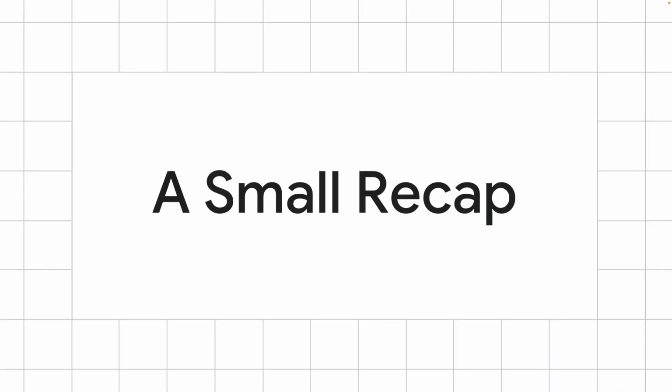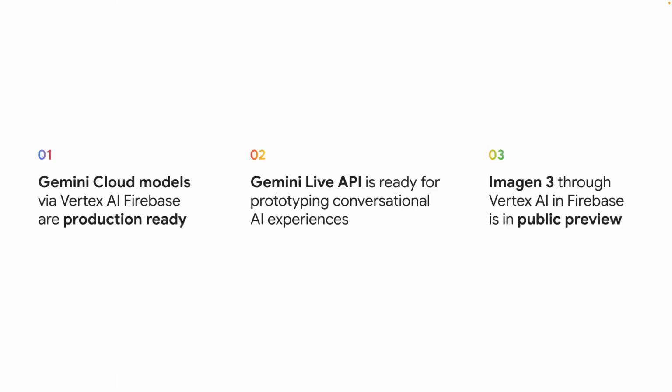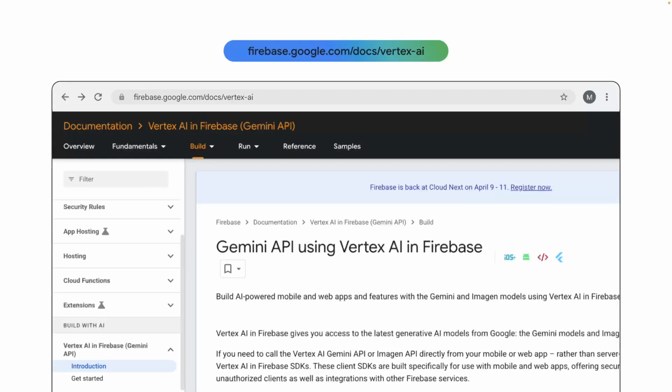I know that we have covered a lot of ground today, so let's take a minute to recap. You can use the Firebase AI SDK to add generative AI capabilities to your application quickly and seamlessly. And you can use the Gemini Live API to create conversational AI experiences. And finally, Imagen 3 in Firebase is in public preview, so it enables you to add custom contextual visual assets to increase your app engagement.